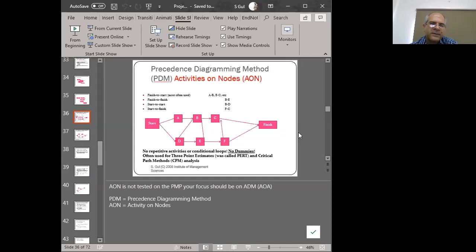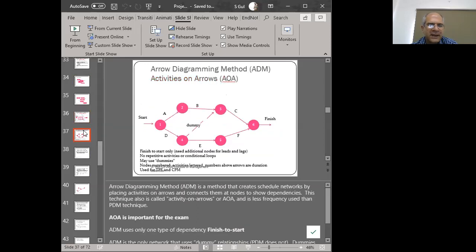here's a sample network diagram. This is what it looks like. You can clearly see that A and B have a finish to start dependency. A and D, for example, have a start to start dependency. C and F have, for example, a finish to finish dependency, right? So we get the network diagrams and it takes a shape like this.